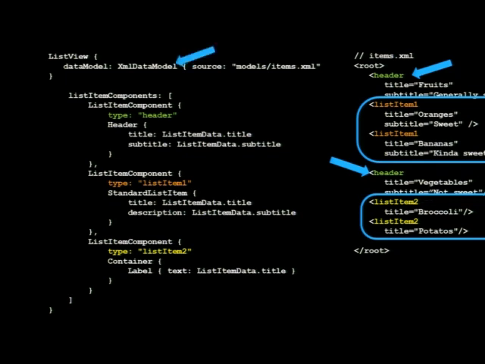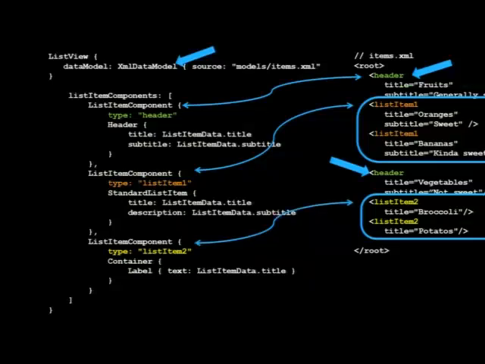And then for data of type header, as we define it in the XML file, we're using that standard header type that comes with Cascades. For the data of type list item one, we are using the standard list item that I spoke about on the previous slide. And then for data of list item two, we are implementing this custom appearance, which in this case is just a container and a label.